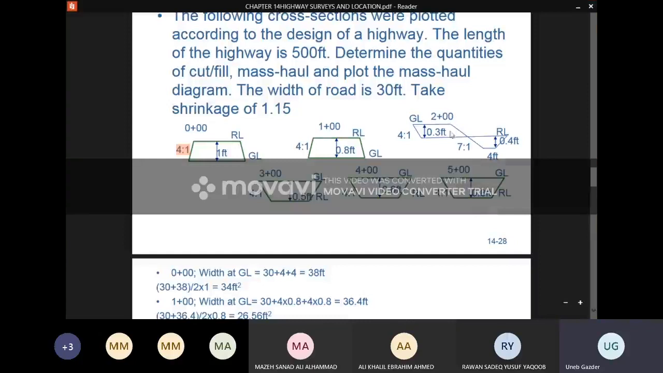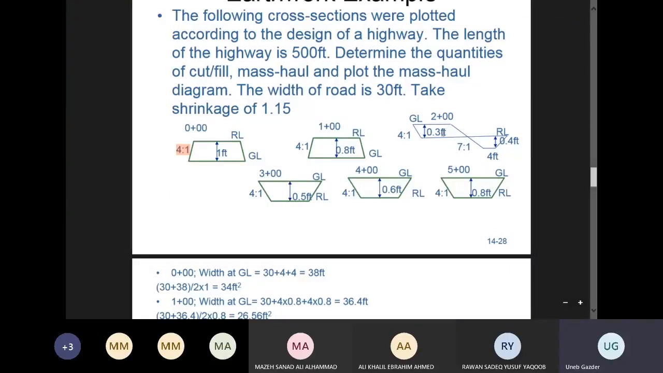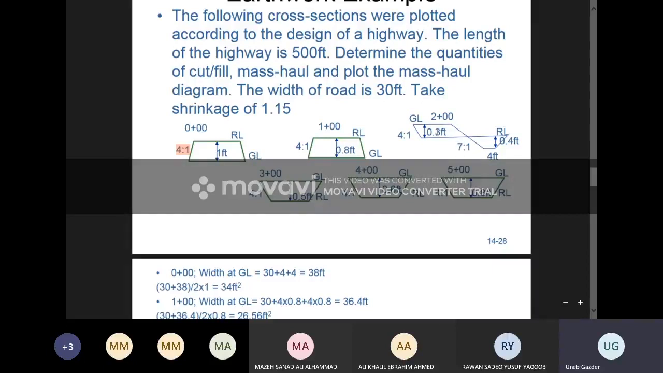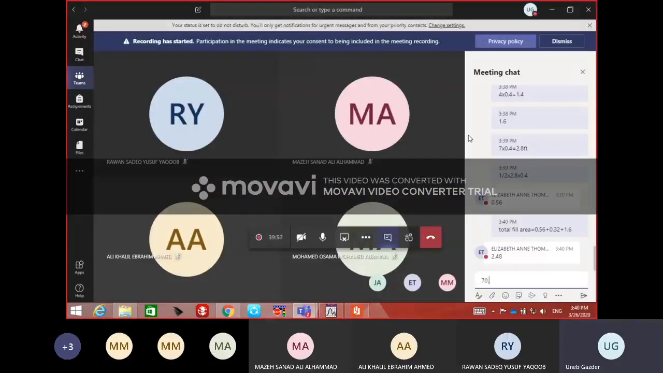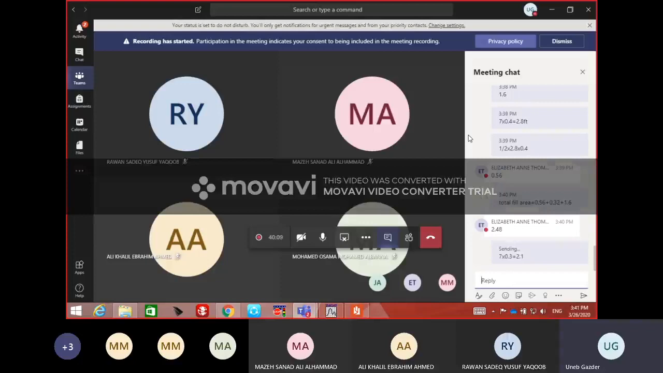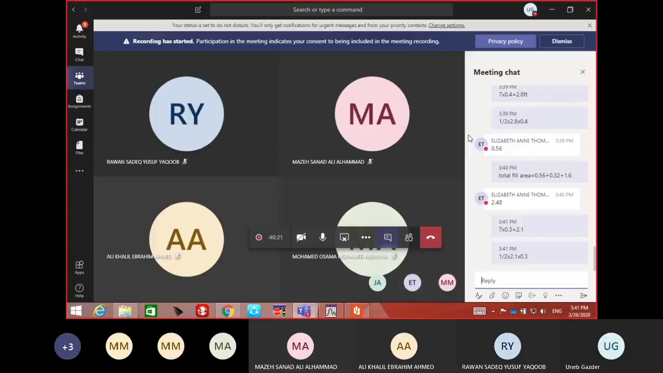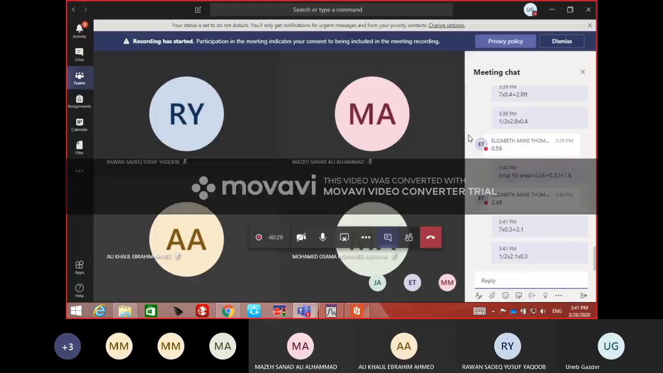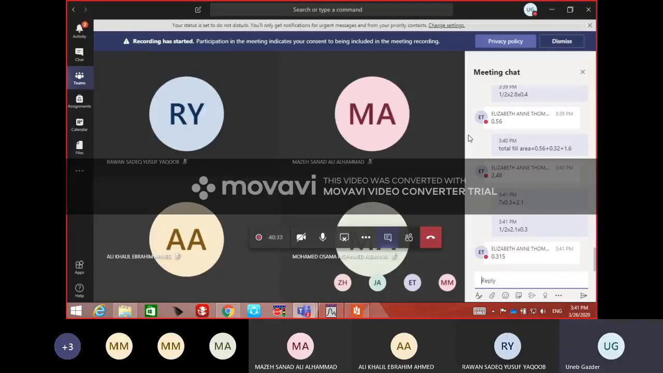Okay. Then moving forward, now we are above the road line. So we are now calculating the cut area. So the first portion is again a triangle. So you see this is a triangle. I know the height of this triangle, 0.3 feet, and I know the slope of this triangle, 7. I want to know the distance, the base. So it will be 7 into 0.3. 7 is the slope and 0.3 is the height. So it will come out to be 2.1. Okay, so the area of the triangle will be 0.315. Okay, so 0.315 is the area of the first triangle.